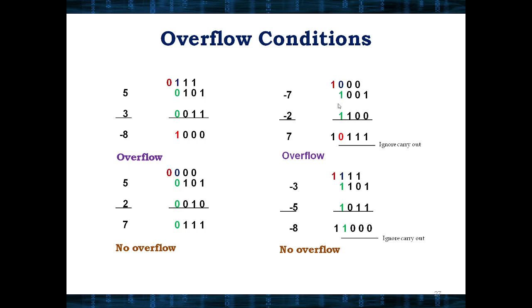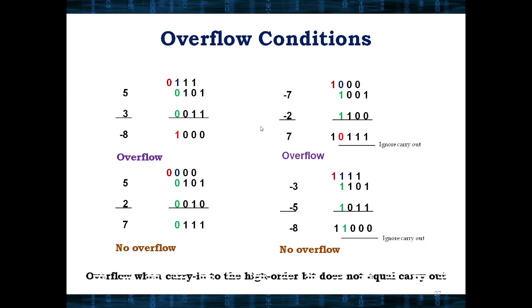Like this you can use these two rules to find out whether overflow occurs or not. These are the rules you can easily use. So overflow occurs when the carry into the high order bit does not equal the carry out. So that's all about arithmetic overflow. Thank you.